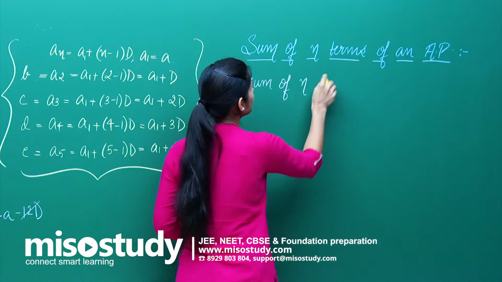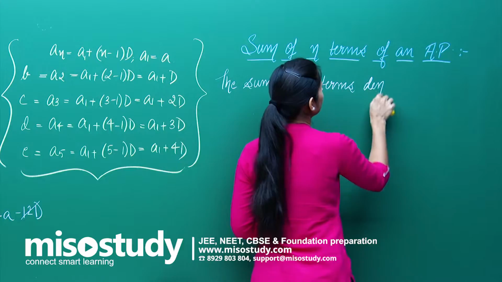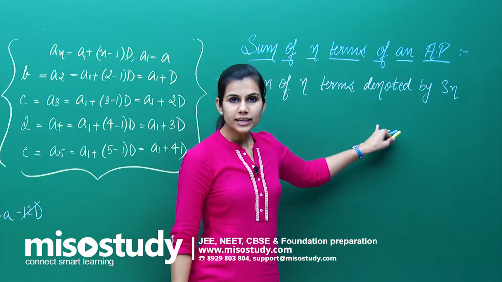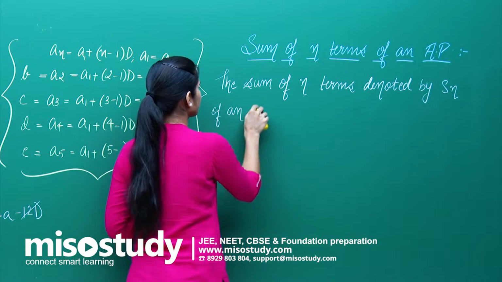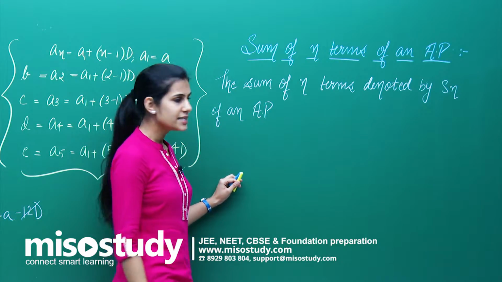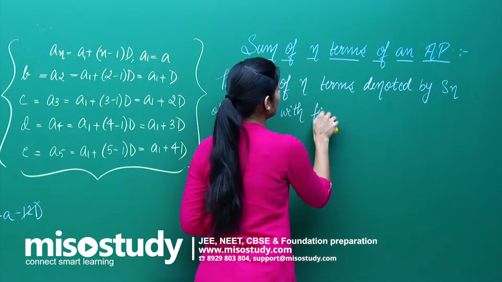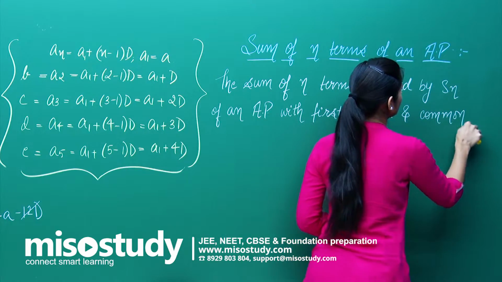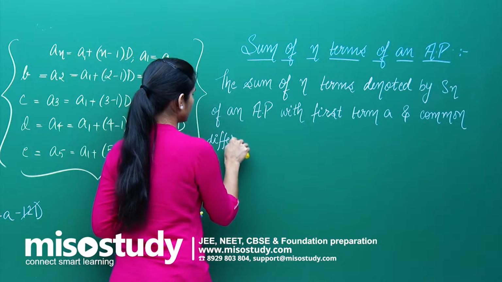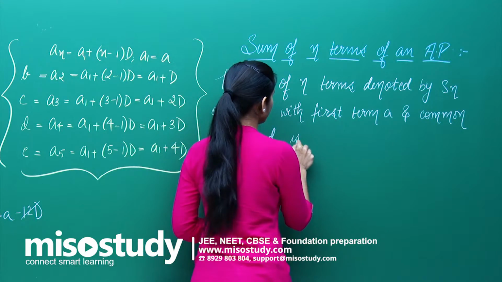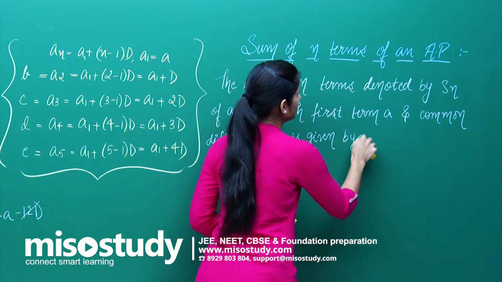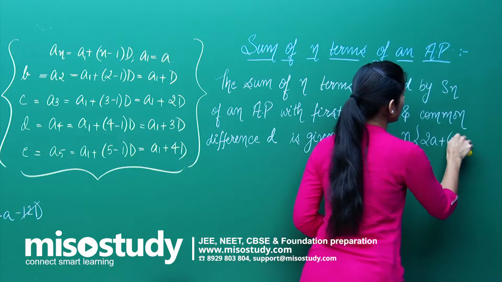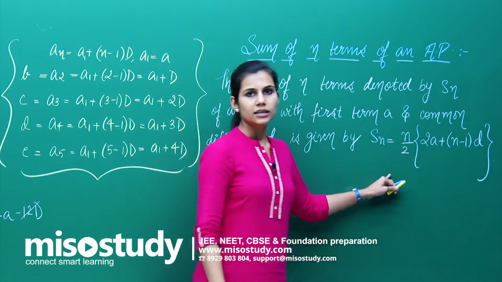that the sum of n terms, denoted by Sn, of an AP with first term A and common difference D is given by Sn equals n by 2 times 2a plus n minus 1 into D. That's the very concept behind Sn.